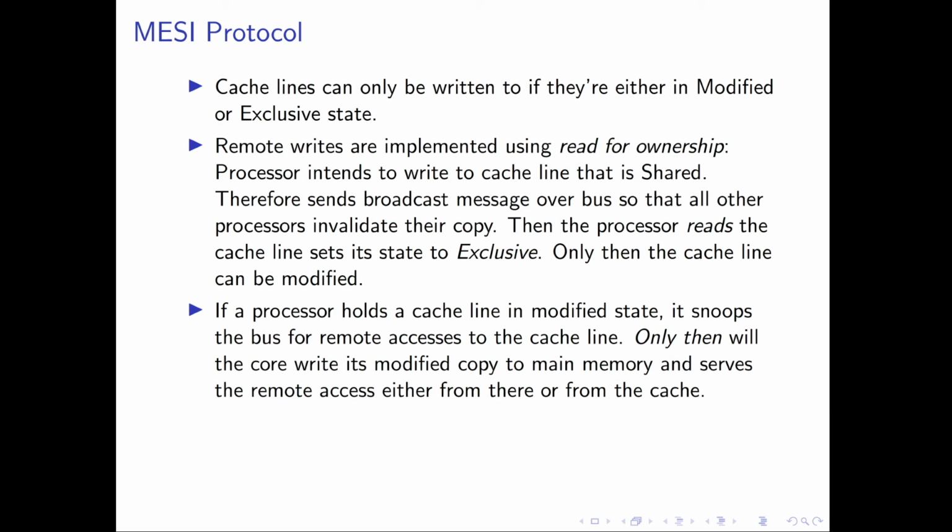So a write is implemented by first reading the cache line, and by that also notifying all the other processors that we want to have exclusive ownership. So we perform a read for ownership, and all the other processors will invalidate their copy, and then we perform the modification, the write operation, locally. If the processor holds a cache line in modified state, it has to snoop the bus for remote accesses. And only if a remote access is encountered, it will write its modified copy to main memory.